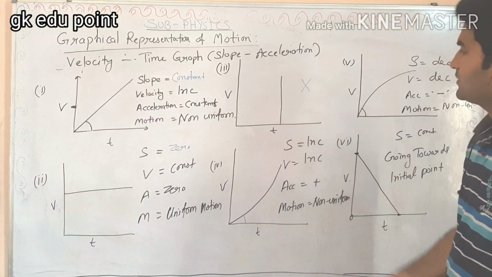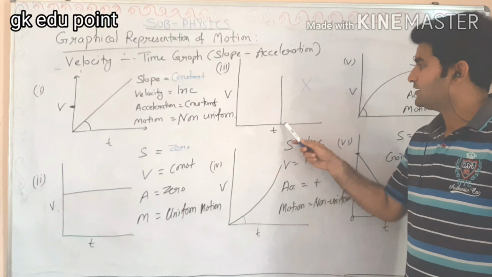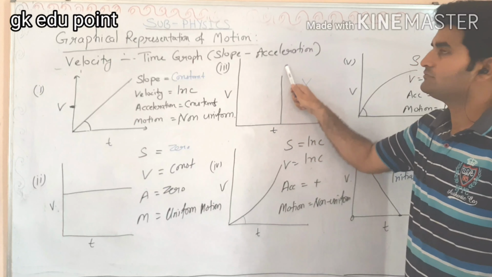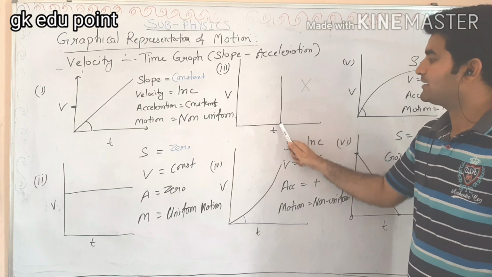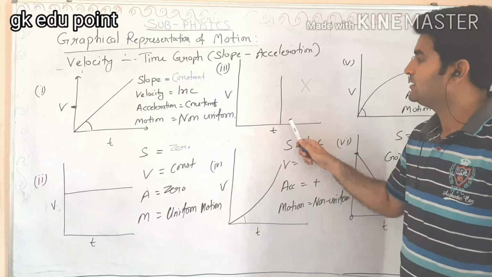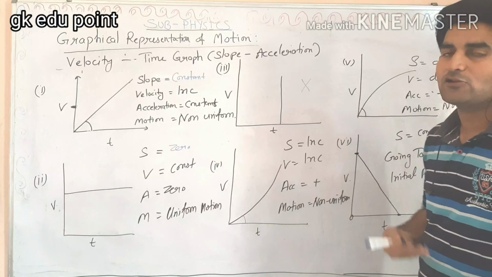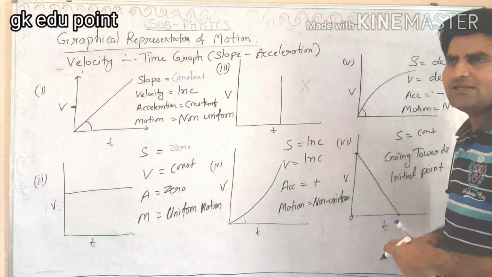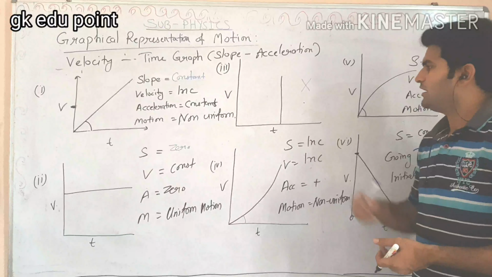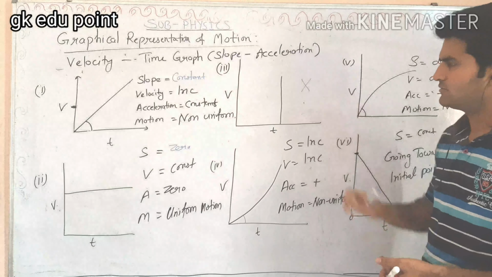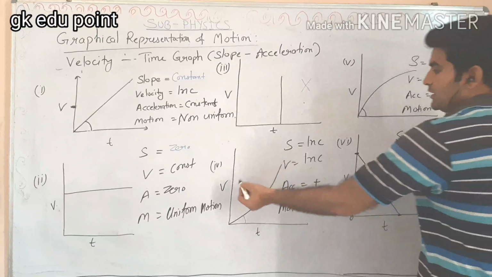In graph 3, we can observe there is a line parallel to the velocity axis, meaning velocity is changing but time is not changing. There is no change in time according to this graph. So without changing time, velocity is changing. It is not practically possible. Again, this graph is not possible. I am talking about this graph just for your awareness, nothing more than that.